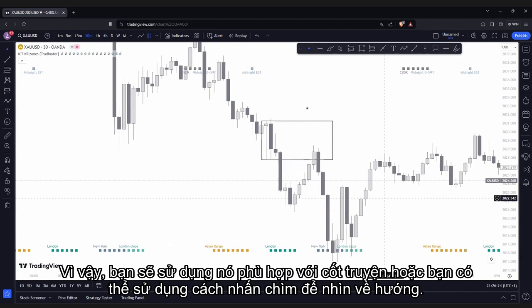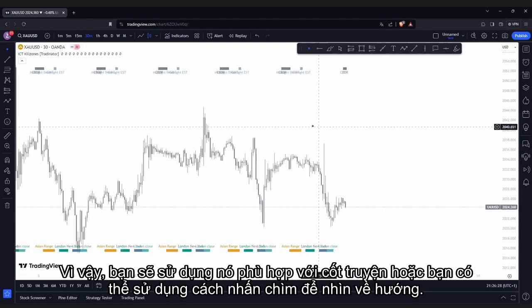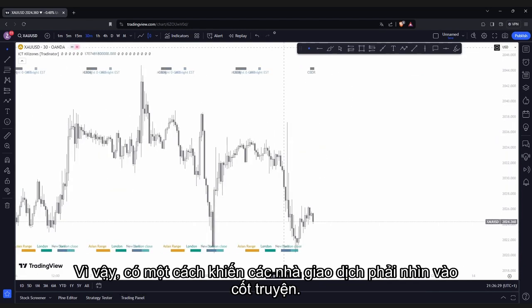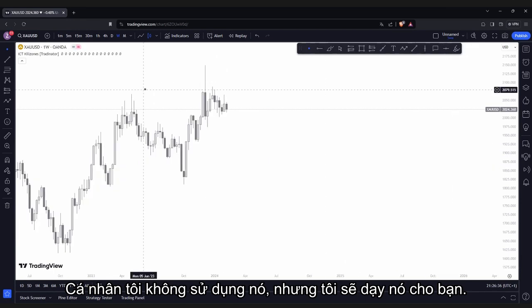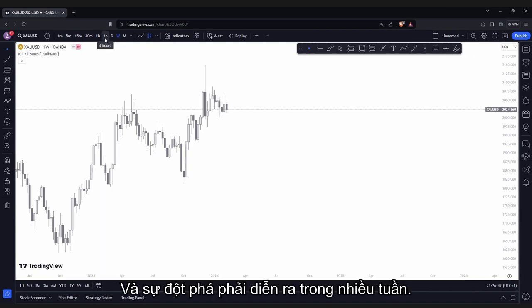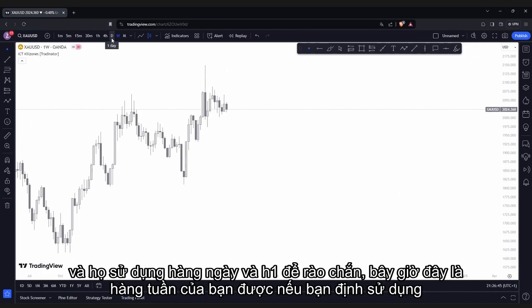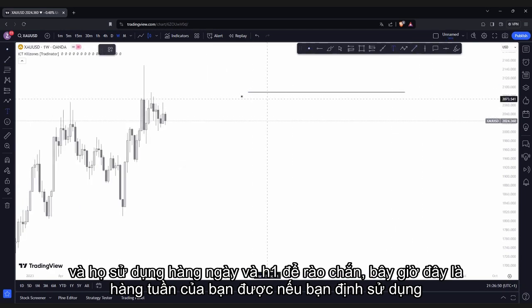So you're going to use it aligned with the storyline, or you can use the engulf way of looking at the direction. So there is a way that engulf traders look at the storyline. I don't personally use it, but I'm going to teach it to you. So they use the weekly A and V levels aligned with the H4 breakouts, and the breakouts have to be with the wicks, and they use the daily and H1 for a roadblock. Now, here is your weekly.